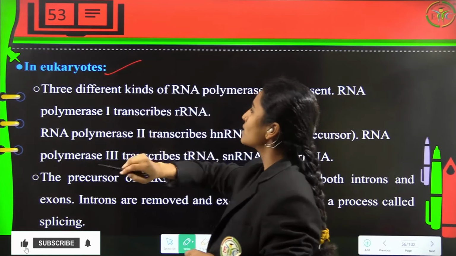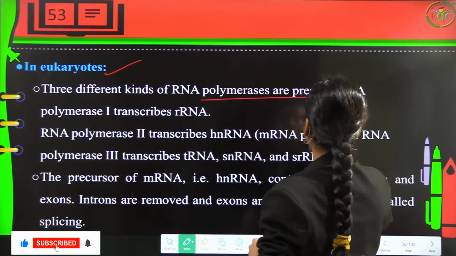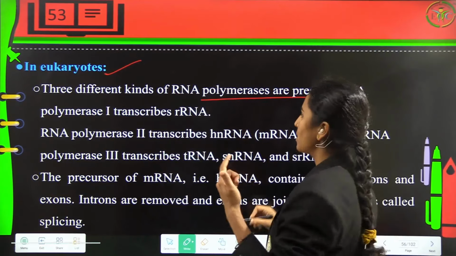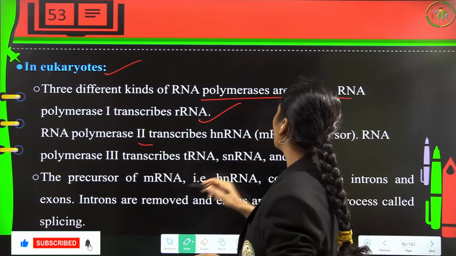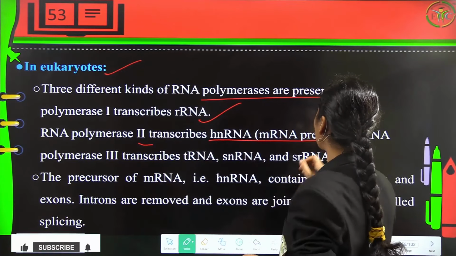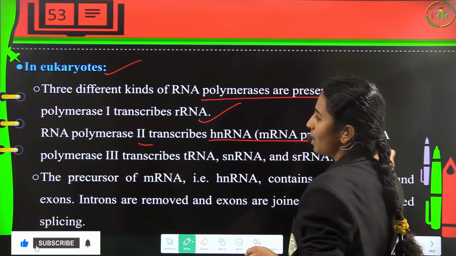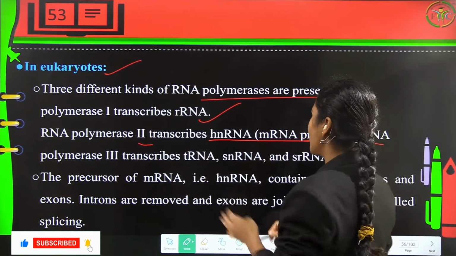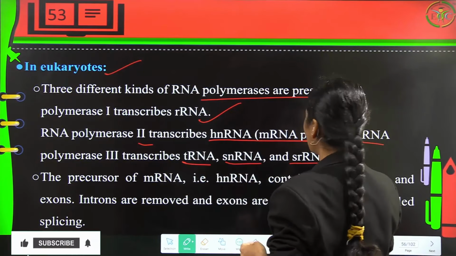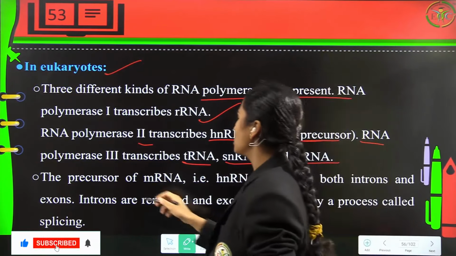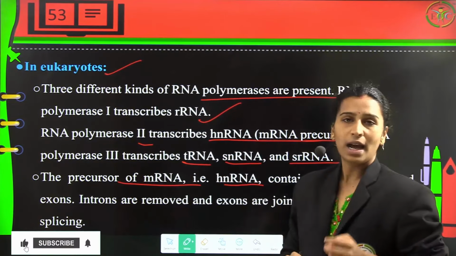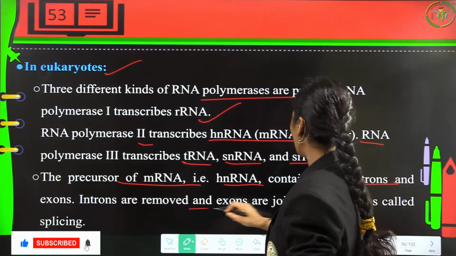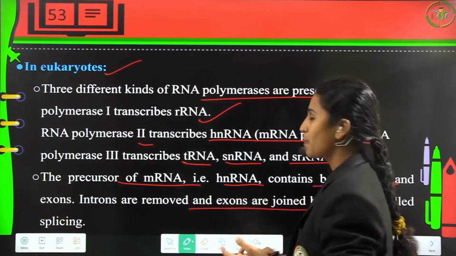Whereas in eukaryotes, three different kinds of RNA polymerases are present: RNA polymerase 1, which will transcribe rRNA; RNA polymerase 2, which will transcribe hnRNA, the mRNA precursor; and RNA polymerase 3, which will transcribe tRNA, snRNA and scRNA. The precursor of mRNA, which is hnRNA, contains both introns and exons. Introns are removed and exons are joined by splicing.